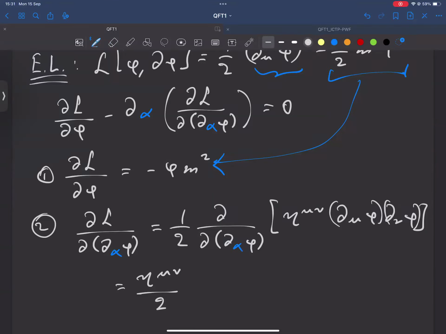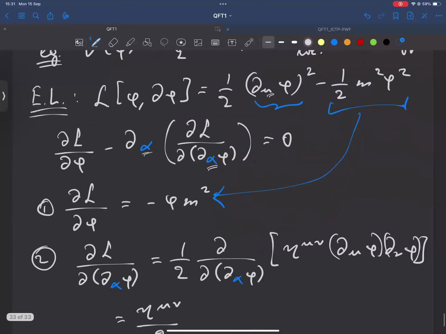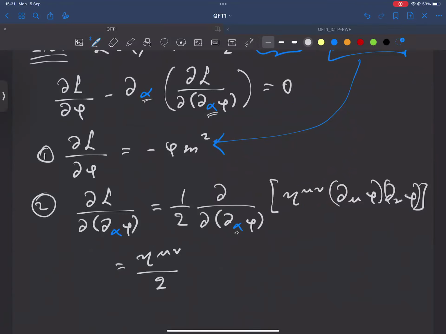And the reason is this index alpha is a dummy index, it's summed here. Similarly, this index mu is a dummy index summed inside the Lagrangian. So there is a priori no reason they should be equal, okay? So this alpha is different from these indices. So don't make the mistake that I was making, take them different.